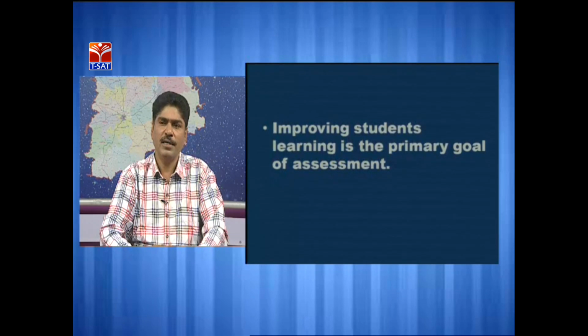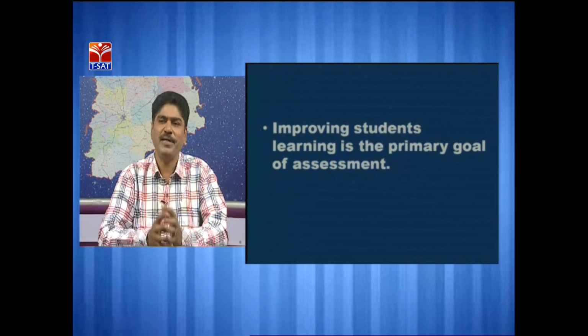Okay, student teachers, we have just observed the difference between assessment and evaluation. The examinations that we conduct in our schools are meant to develop students' learning. Improving students' learning is the primary goal of assessment.